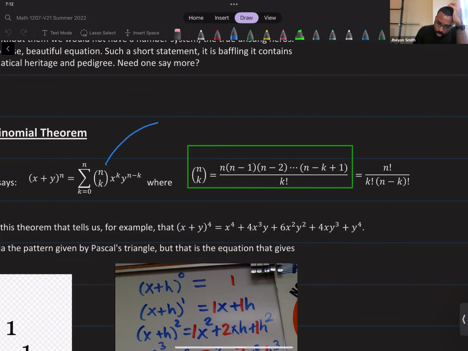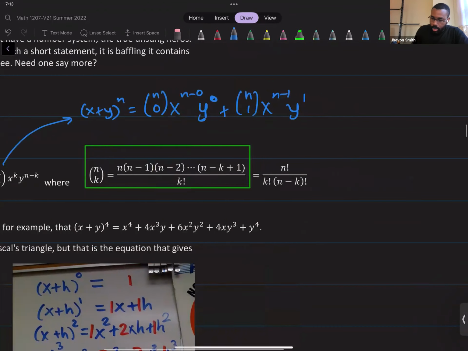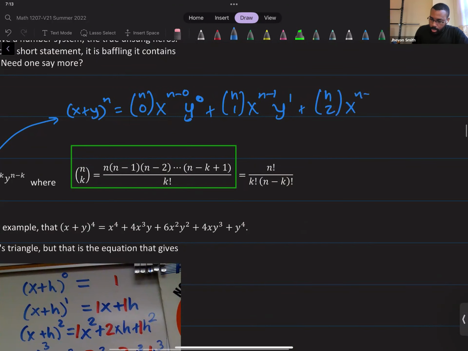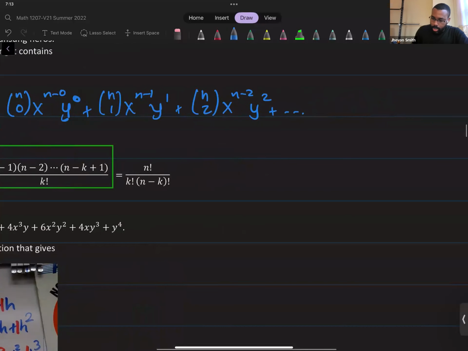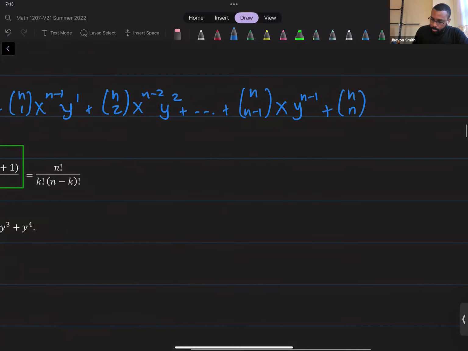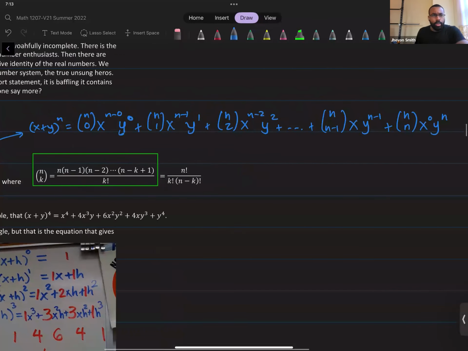Maybe I'll write this here. What this basically is saying is that (x + y)^n is going to be equal to n choose 0, x to the n minus 0, y to the 0, plus n choose 1, x to the n minus 1, y to the 1, plus n choose 2, x to the n minus 2, y to the 2, plus and so on, going all the way down to n choose n minus 1, x to the 1, y to the n minus 1, plus n choose n, x to the 0, y to the n. And that gives you a formula for writing that out.